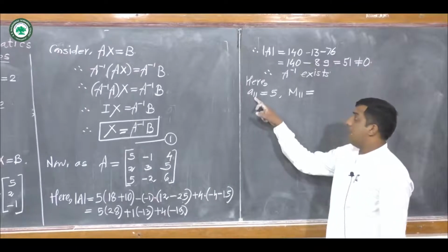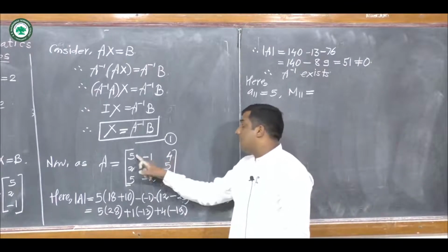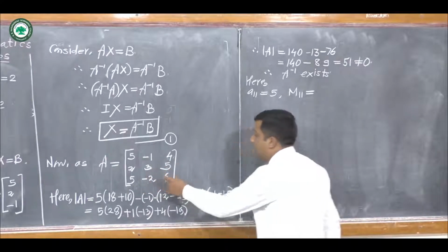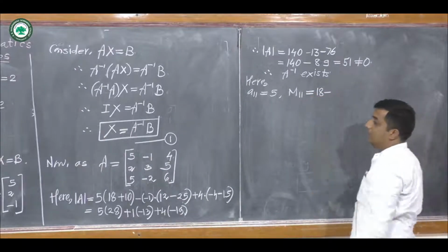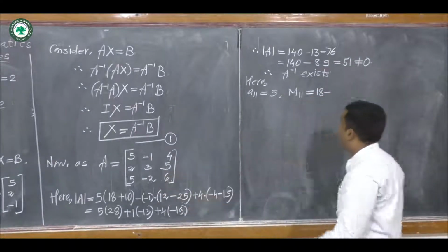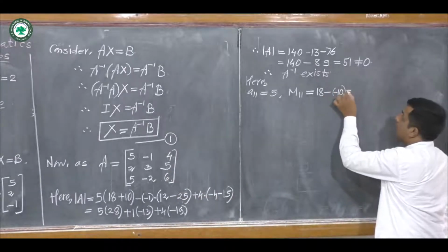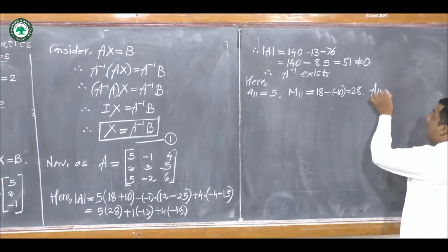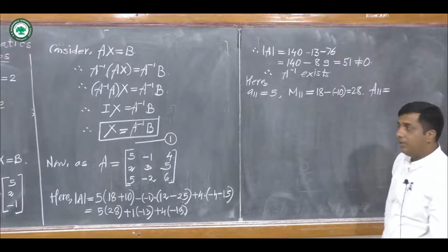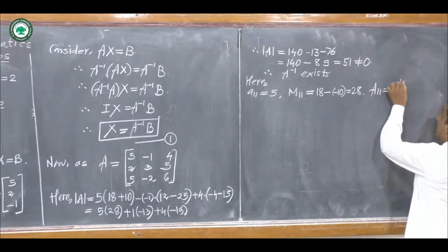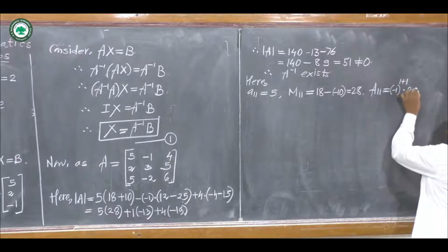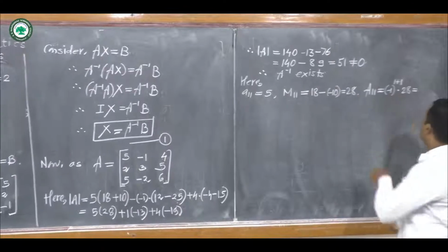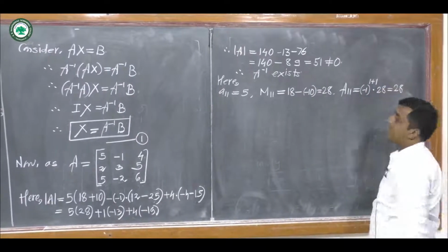Firstly, consider this A11 is in the first row and first column, so we delete the first row and first column. So we consider only 3 into 6, which is 18, minus minus 2 into 5 is minus 10, and this is equal to 28. Okay, let's find its cofactor. Here A11 is the cofactor of the given element and is having minus 1 raised to 1 plus 1 into the minor, which is 28, and this is equal to, again we know minus 1 square is 1 and 1 into 28 is 28.